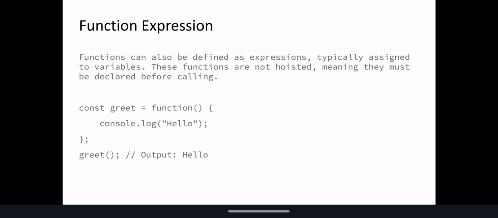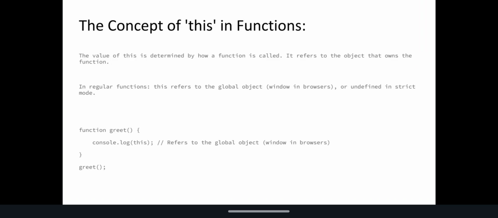Function expression. Functions can also be defined as expressions, typically assigned to variables. These functions are not hoisted, meaning they must be declared before calling. Here we are declaring const greet equal to function and printing hello, and then calling greet function.